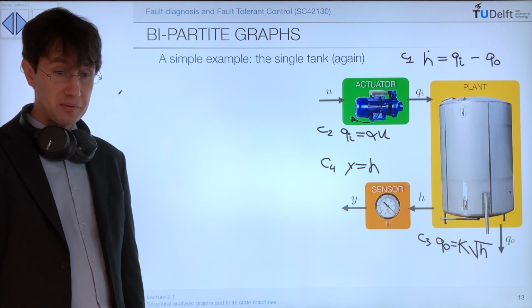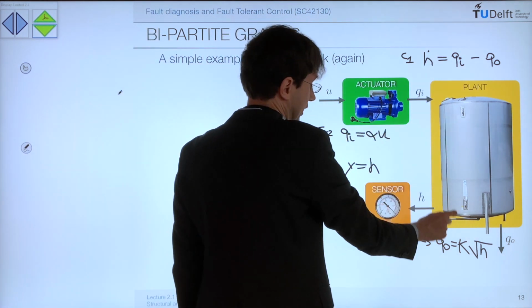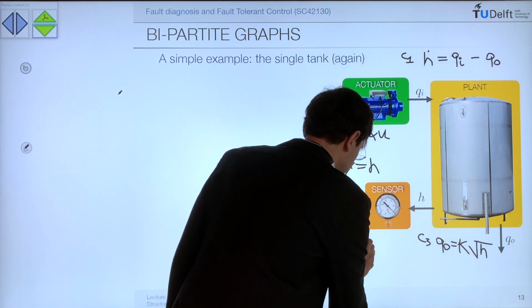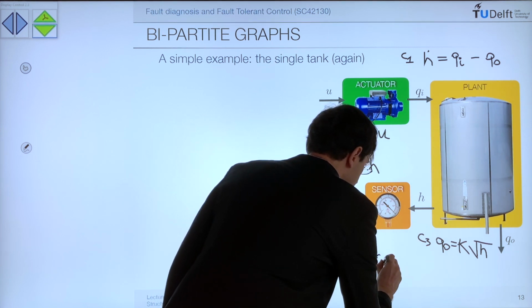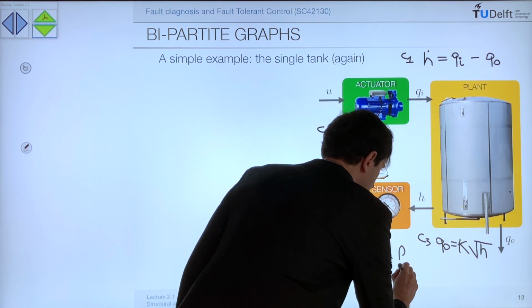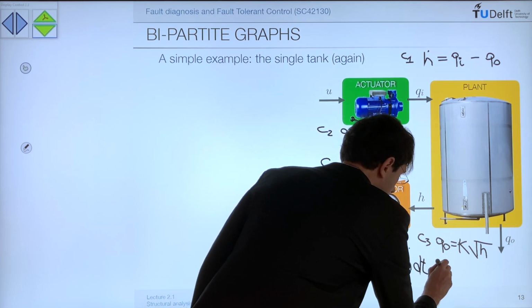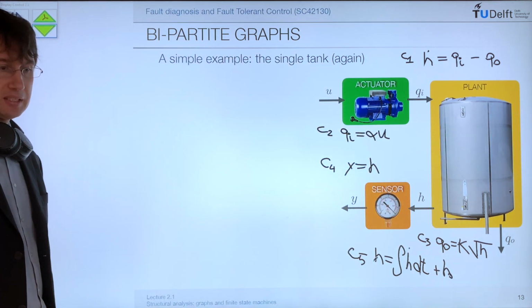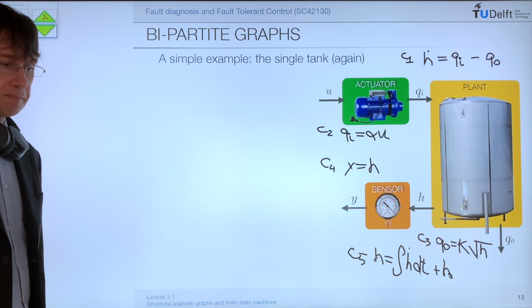And finally, we need a last equation that is relating the derivative of h, the level, to h. And we actually need to write that out. It says that the level h is equal to the integral of the derivative along time plus some initial level h0. Once we have these equations, we can draw a structural graph representing them.